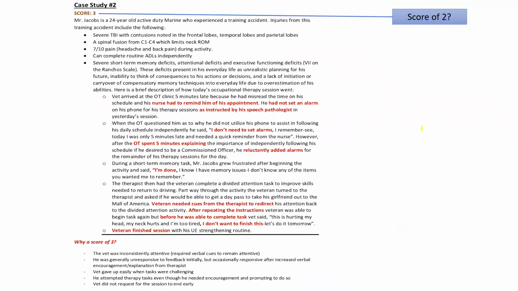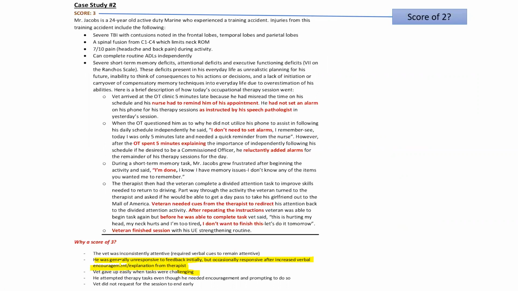So once again, when I gave this to some other clinicians, a few of them scored him at a level 2. So when we go down here, I'd say the main difference between the score of a level 2 and a level 3 is that a level 3 will be occasionally responsive after increased verbal encouragement.